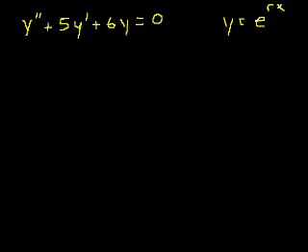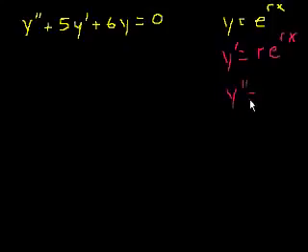So what is the first derivative of it? So y prime is equal to what? Derivative, chain rule. Derivative of the inside is r, and then derivative of the outside is still just e to the rx. And what's the second derivative? y prime prime is equal to the derivative. r is just a constant, so derivative of the inside is r times r on the outside. That's r squared times e to the rx.